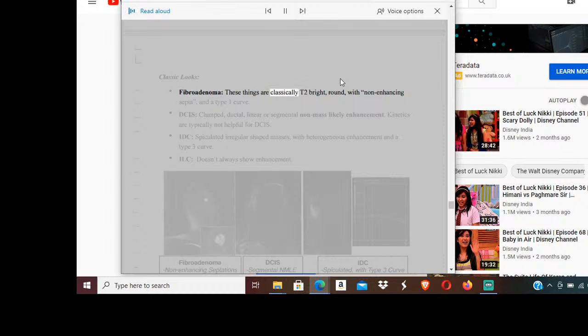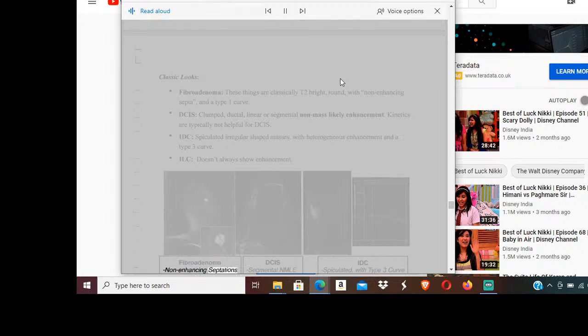Fibroadenoma. These things are classically T2 bright, round, with non-enhancing septa, and a type I curve. DCIS, clumped, ductal, linear or segmental non-mass enhancement. Kinetics are typically not helpful for DCIS. IDC, spiculated irregular shaped masses, with heterogeneous enhancement and a type 3 curve. ILC doesn't always show enhancement.